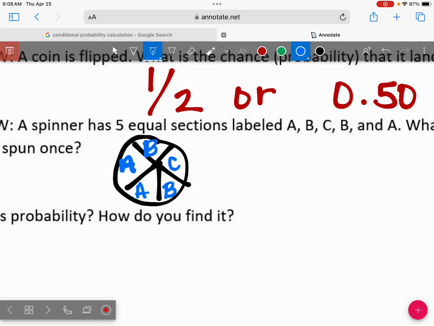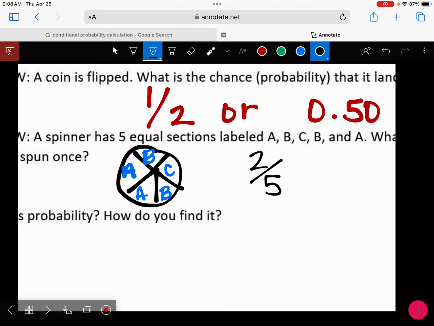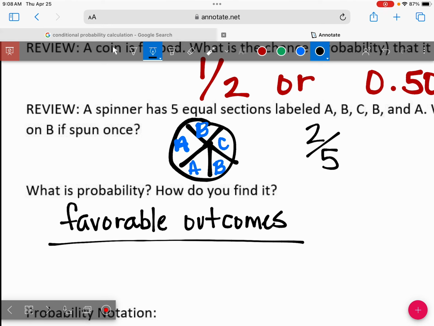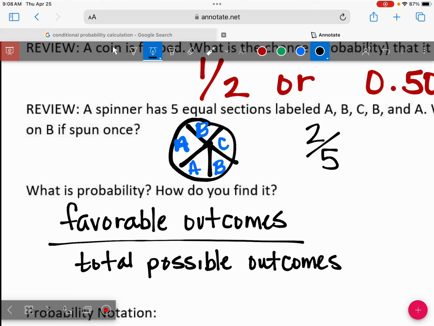You can say 4 out of 10 or 2 out of 5, right? Because there's 5 sections, and how many have the letter B on it? 2. So 2 out of 5. So what is probability? Probability is your favorable outcomes over the total possible outcomes. That's just the definition of probability. It's what we want over how many options there are.